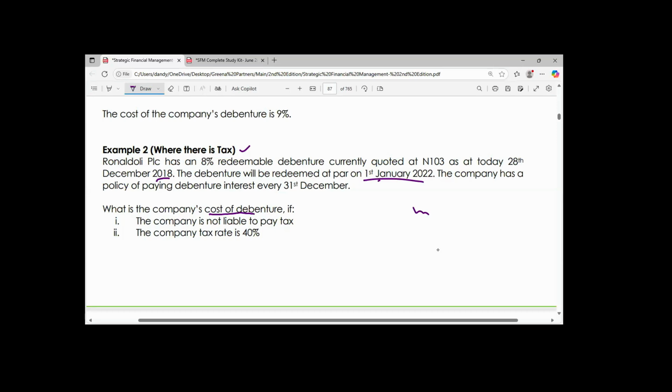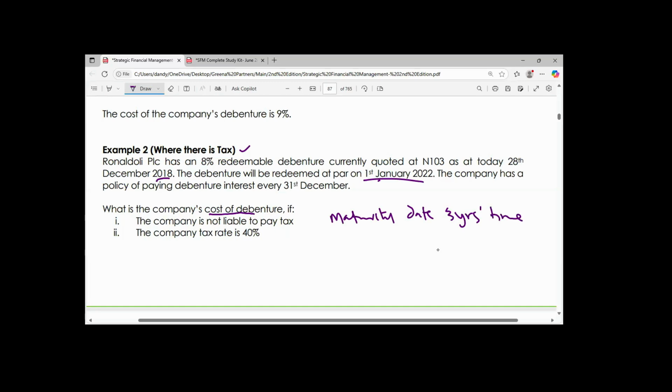So in solving this question, we have identified that the maturity date is in 3 years' time. We are told that it will be redeemed in 3 years' time. Sorry, this is maturity. Maturity date is in 3 years' time.